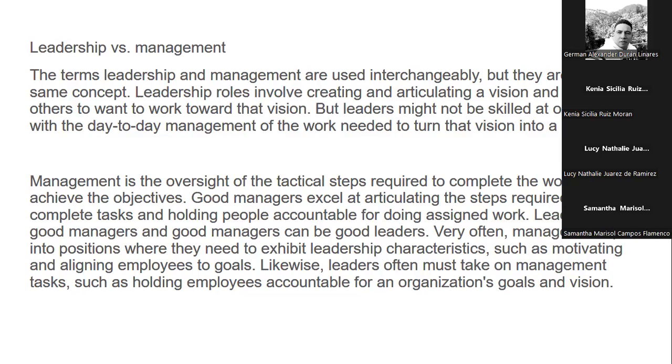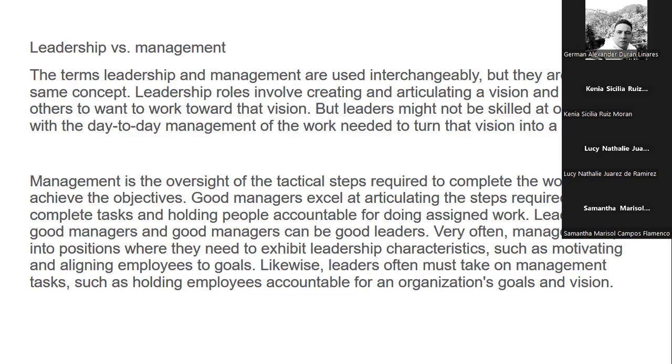So leadership roles involve creating and articulating a vision and inspiring others. This is very important. When you are a leader, you are focused on the vision, on everything that you want to accomplish, not only for the company, but for all the employees, all the people. Inspiring is a very strong word. Not everyone can inspire, right? Want to work toward that vision.